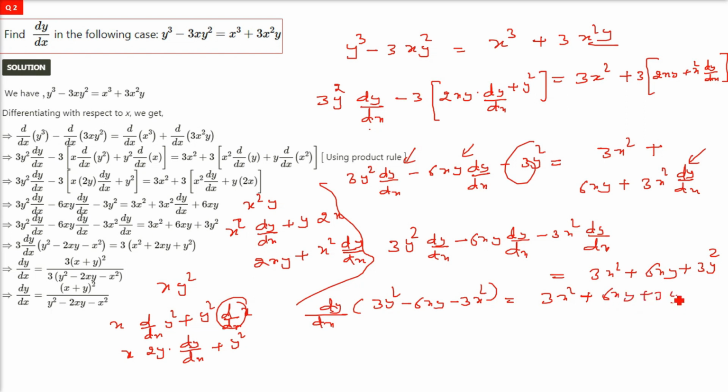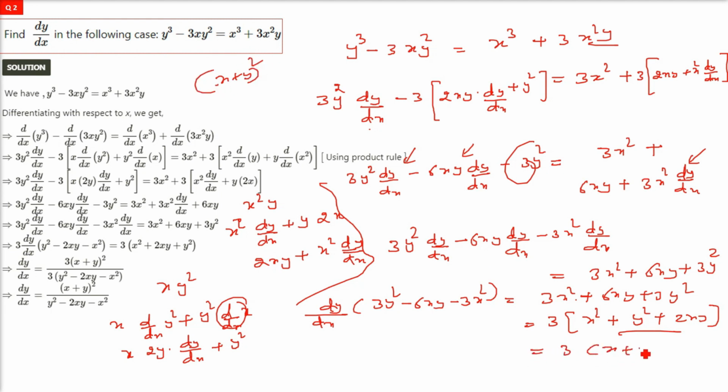Now you see there is 3 common everywhere. So you can take 3 common. Once you take 3 common, you'll see there will be a square formula. If you take 3 common here, x square plus xy, twice xy plus y square. So x square plus y square plus twice xy. And this is the formula of x plus y whole square. X plus y whole square is x square plus y square plus 2xy.